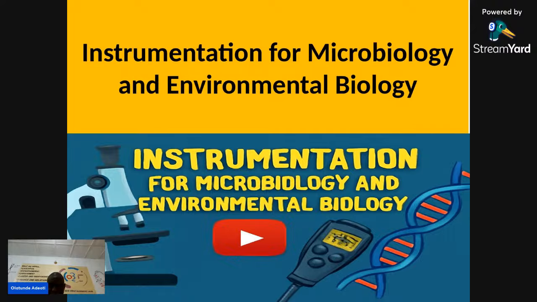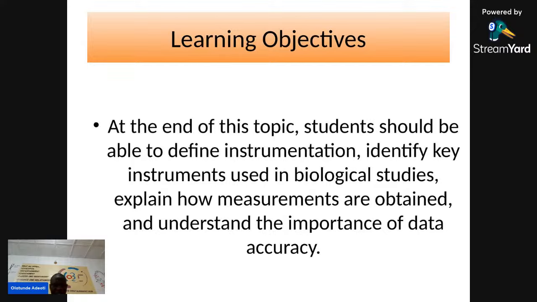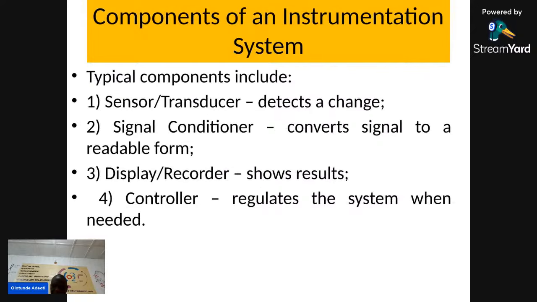So this evening again, we are going to continue our discussion on instrumentation. In this first class, we look at what instrumentation is all about as the foundation of scientific observation and measurements. Then we set out some learning objectives, what you and I must have achieved at the end of the day. We also look at what instrumentation is, that is the science and technology of measuring and controlling physical and biological parameters.